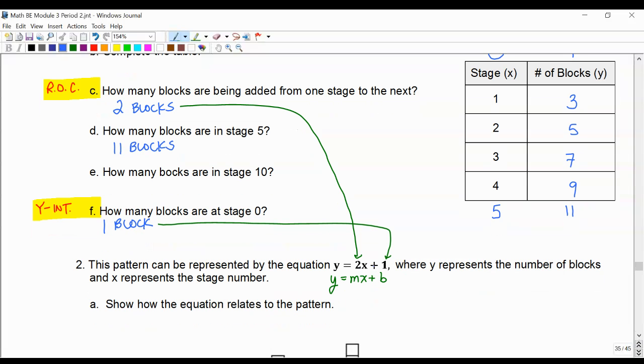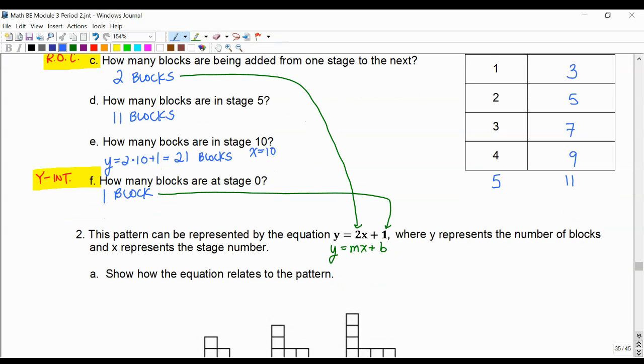So if 2x plus 1 is our equation, and we want stage 10, which is x equals 10, then we're going to figure out what is 2 times 10 plus 1. That's 21 blocks. The reason I skip this is if we can't think of it, it's best, to be quite honest, to use the equation.